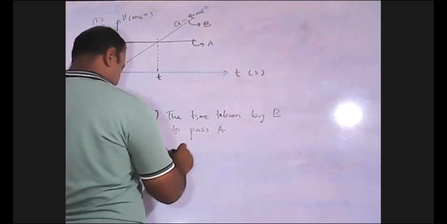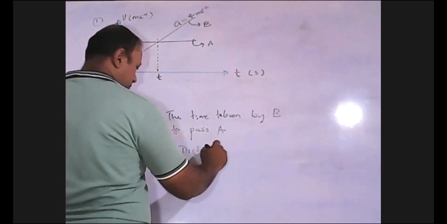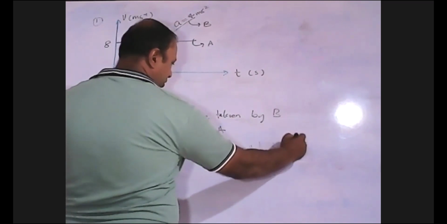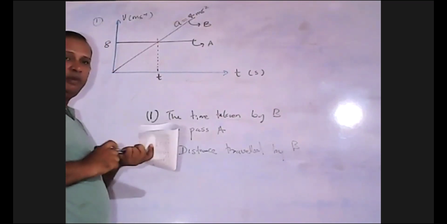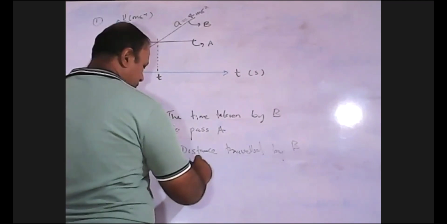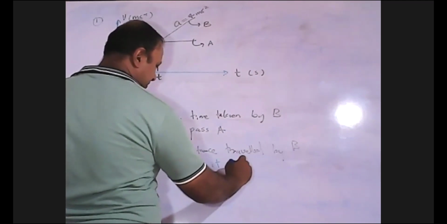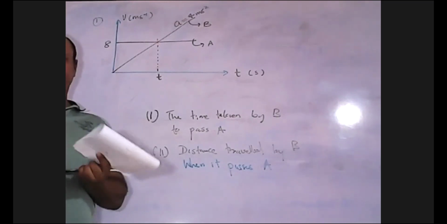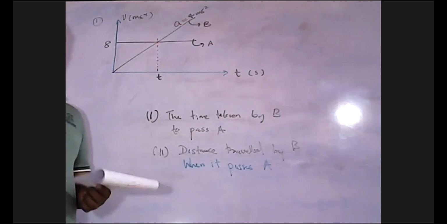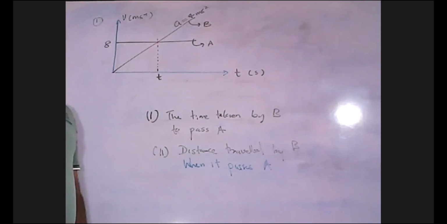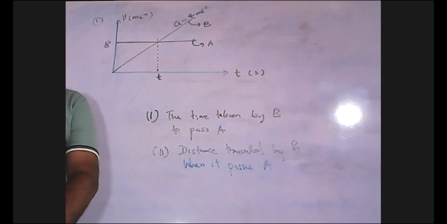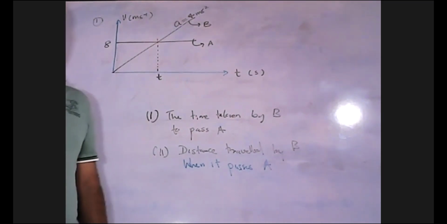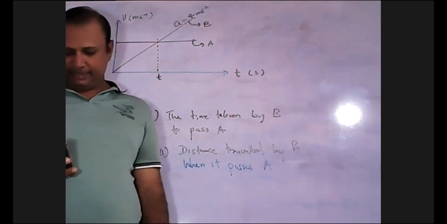Second one, distance traveled by B when it passes A. Those are two questions you have to do. Okay. Do them within 15 minutes.